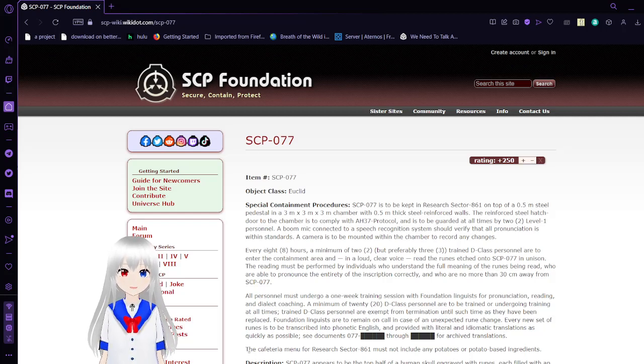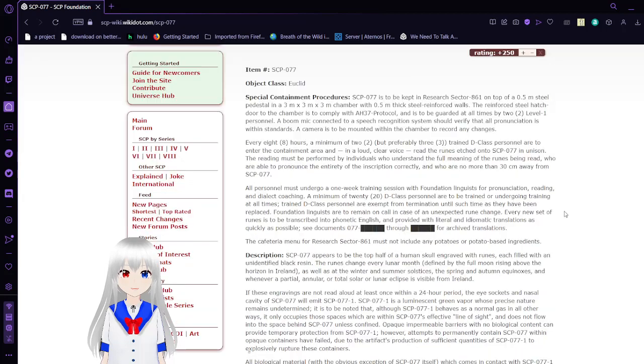Starting off, we have SCP-77, also known as the Rot Skull. Item number: SCP-77. Object Class: Euclid. Special Containment Procedures: SCP-77 is to be kept in Research Sector 861 on top of a half-meter steel pedestal in a 3x3x3 meter chamber with half-meter thick steel reinforced walls.